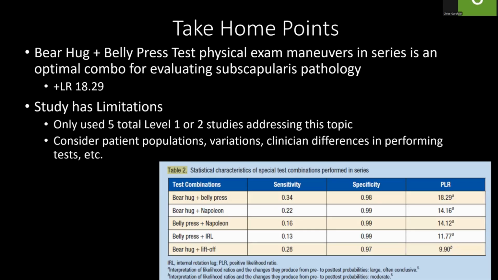So, take-home points for this systematic review. The bear hug and the belly press physical exam maneuvers in series is an optimal combination for evaluating subscapularis pathology. We saw that it had a high specificity and a high positive likelihood ratio.